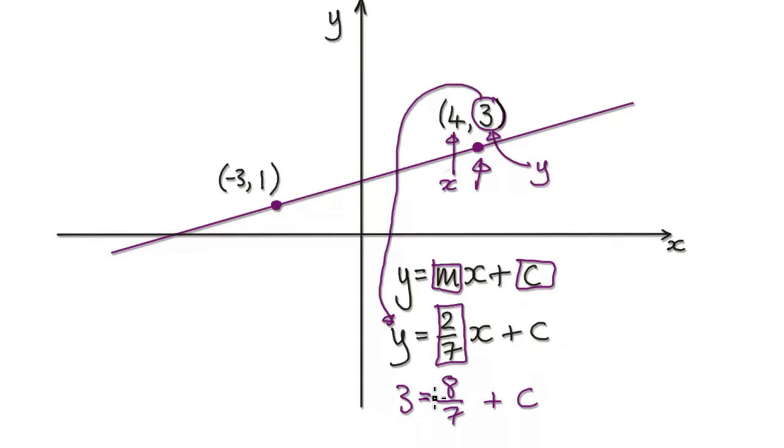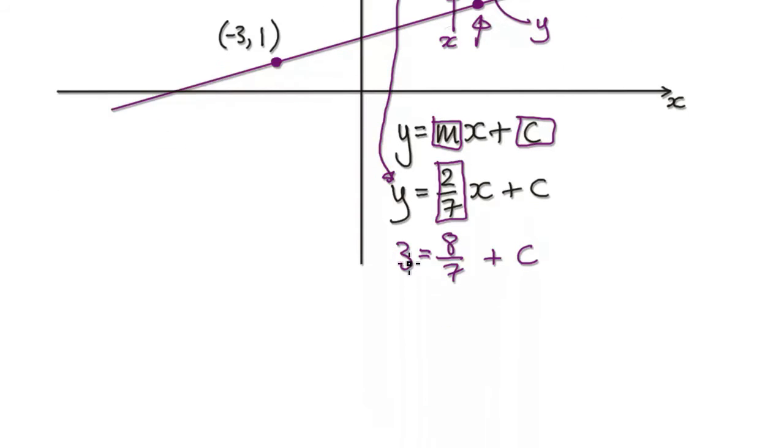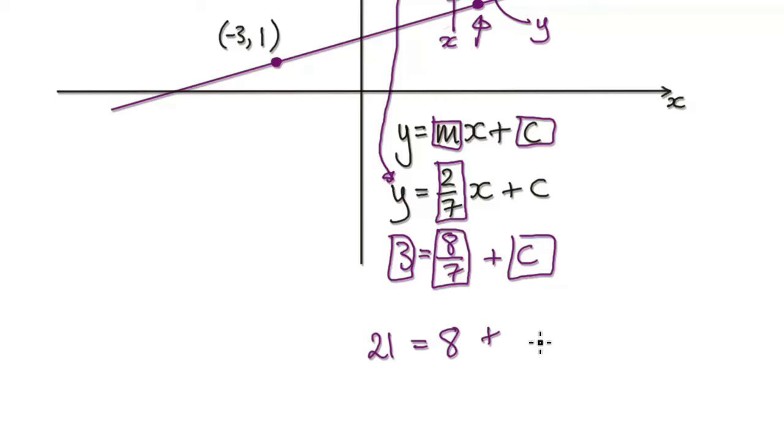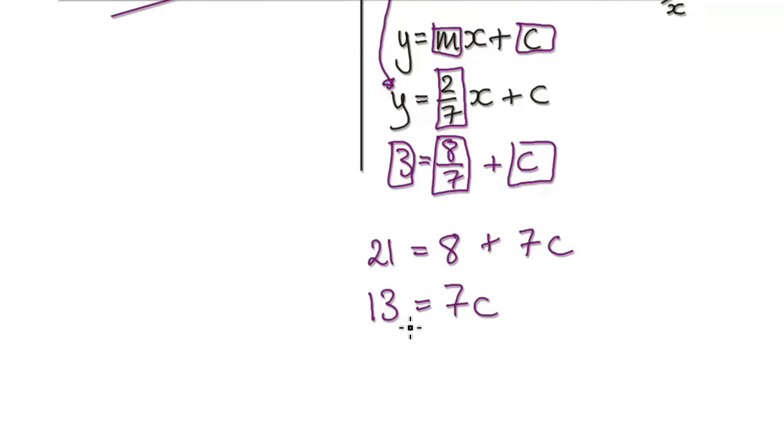Now remember, we're trying to work out c. You've got 3 blocks: 1, 2, 3. Multiply everything by 7. Multiplying this by 7 gives you 21. Multiplying this by 7 gives you 8. Multiplying this by 7 gives you 7c. Now take away 8 from both sides. That gives you 7c equals 13, so c is 13 over 7.